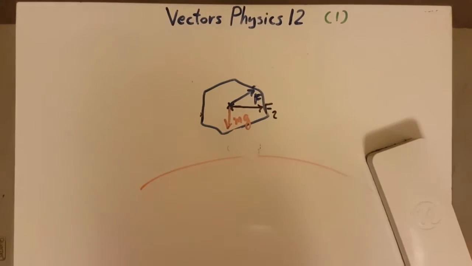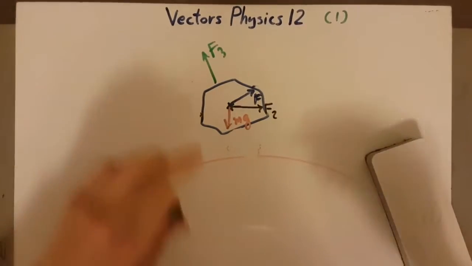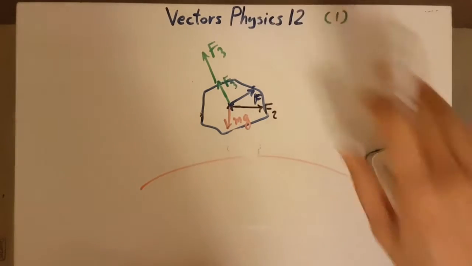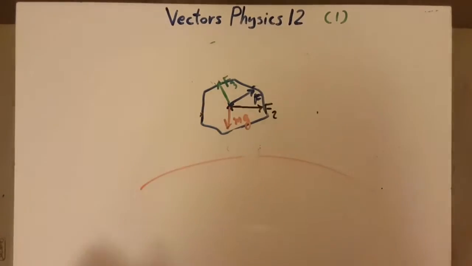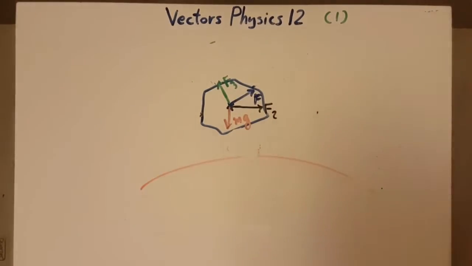Now maybe there are several other forces involved. For example, maybe there is another force F3 pulling it from here. You draw it from here, because you know that for a hard and solid object, all the forces are applied to the center of gravity.